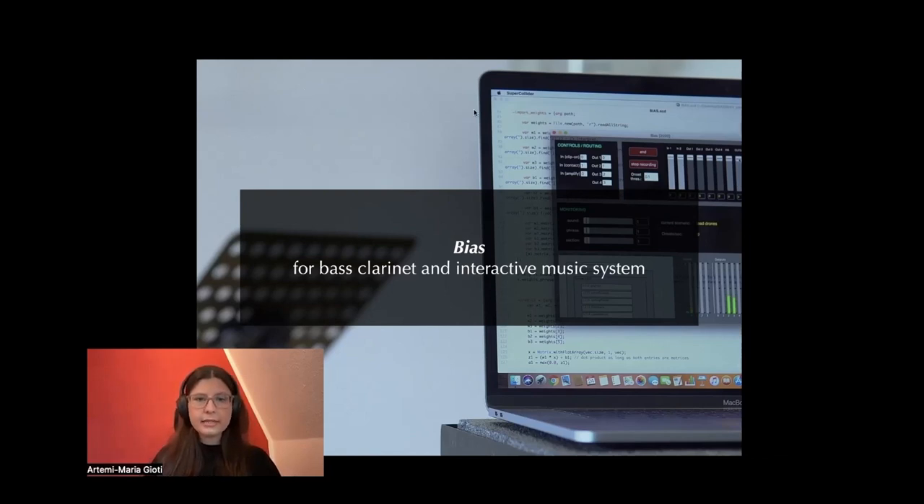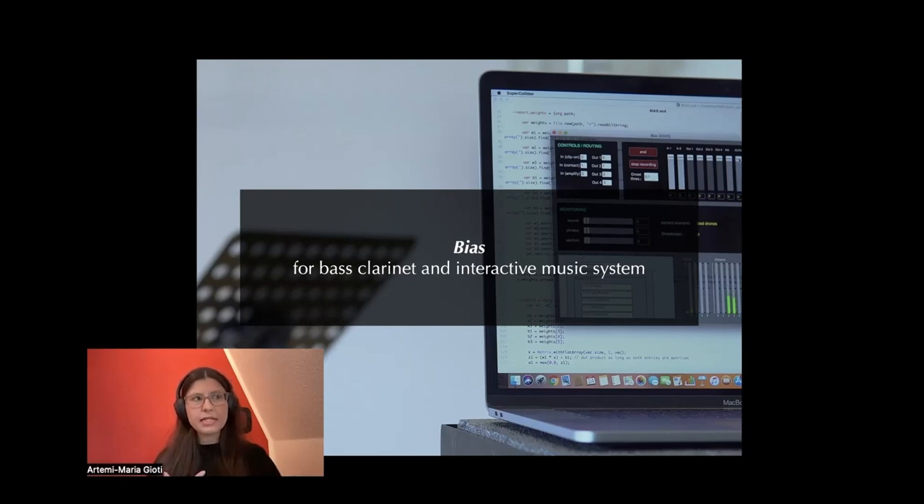So the next piece that I would like to discuss today is called Bias, and it's a piece for bass clarinet and interactive music system. This piece takes a drastically different approach to machine learning and explores computational aesthetic evaluation and AI or algorithmic bias.